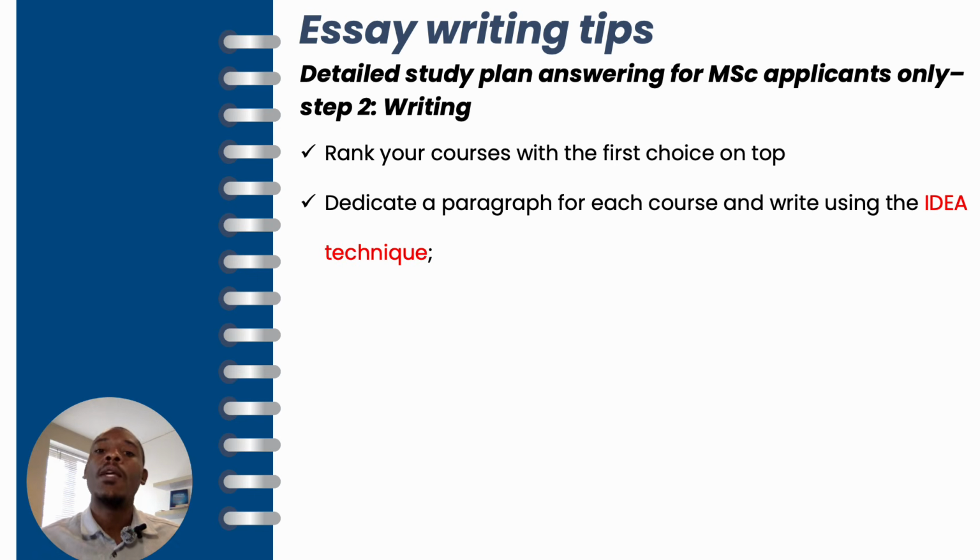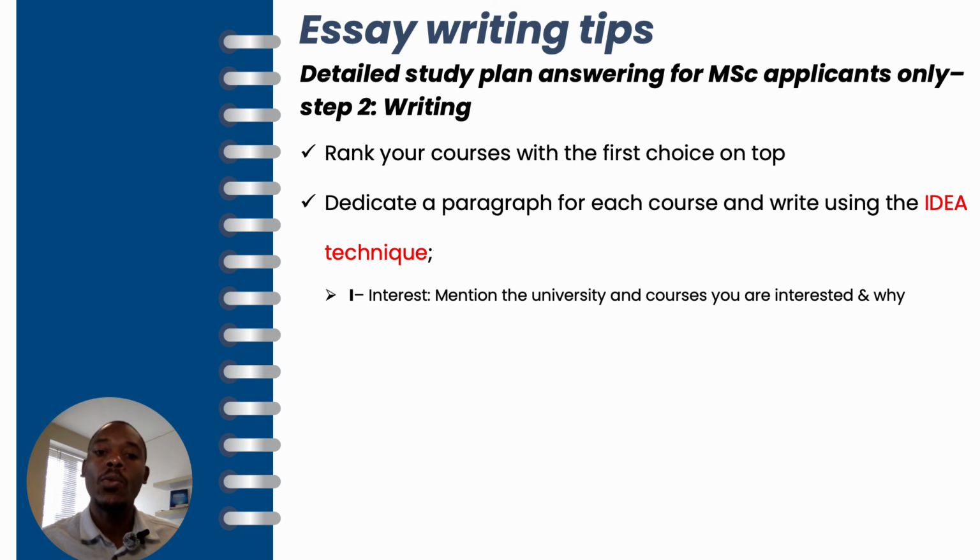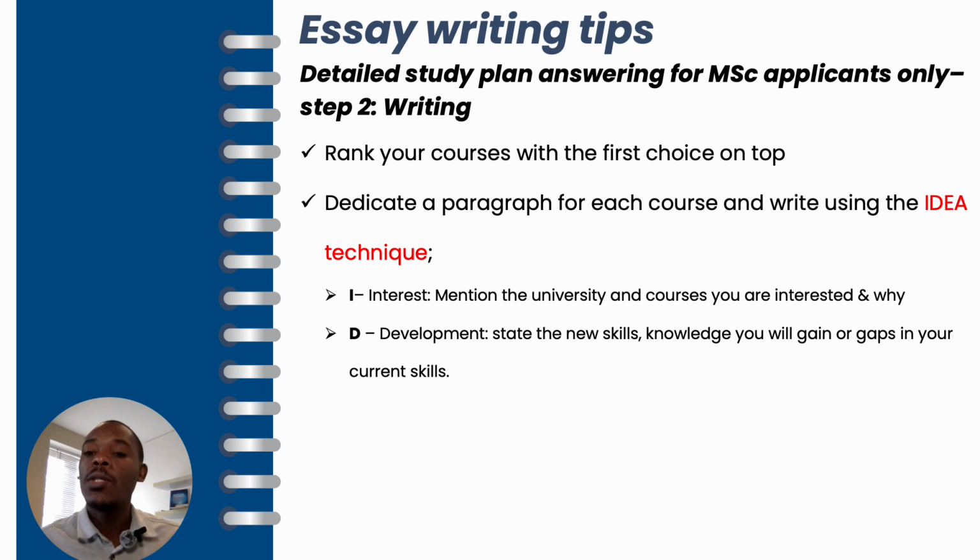Once you do that, then you dedicate a paragraph to responding to the question for each course and university. You can use the technique that I call the idea technique. So you need to mention exactly which university you are interested in, and what course you are interested in, and why you are interested in it. You need to demonstrate how they are going to help you develop your skills, the knowledge, or contribute to the gap in knowledge that you have. How are they helping you to be a better person once you gain those skills?